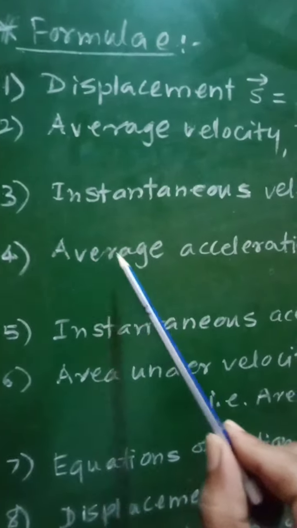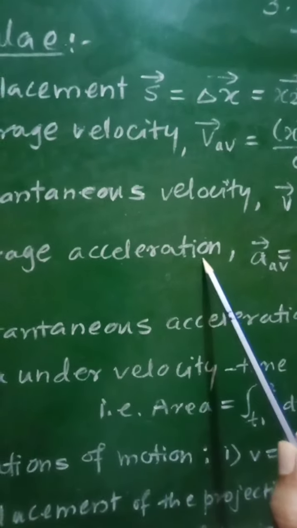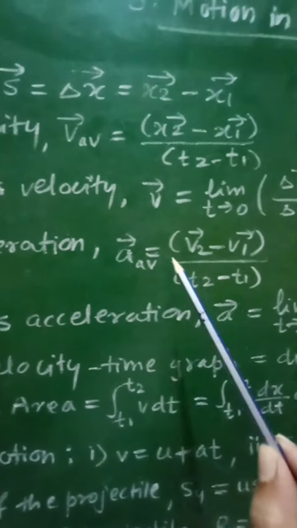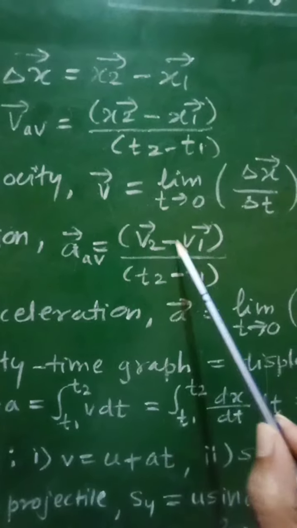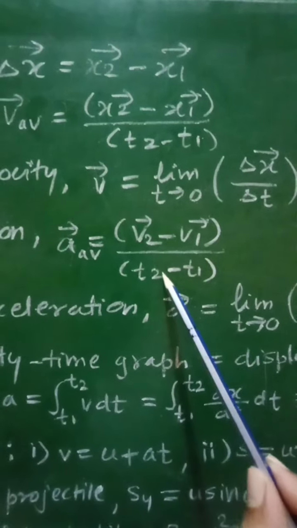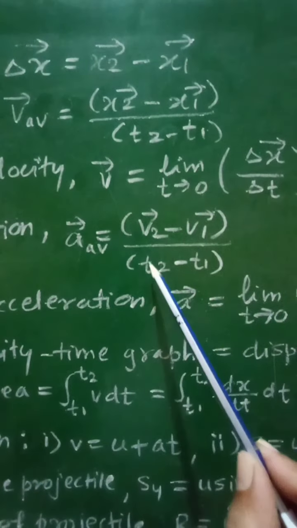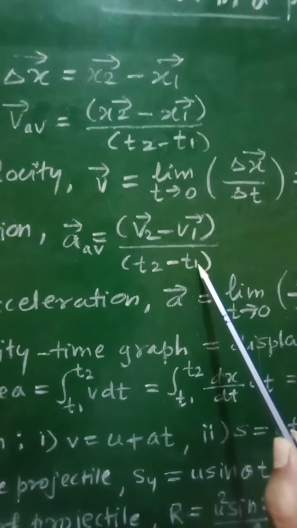Fourth formula gives average acceleration of the body, that is vector a average. Vector a average is equal to vector v2 minus vector v1 upon t2 minus t1.